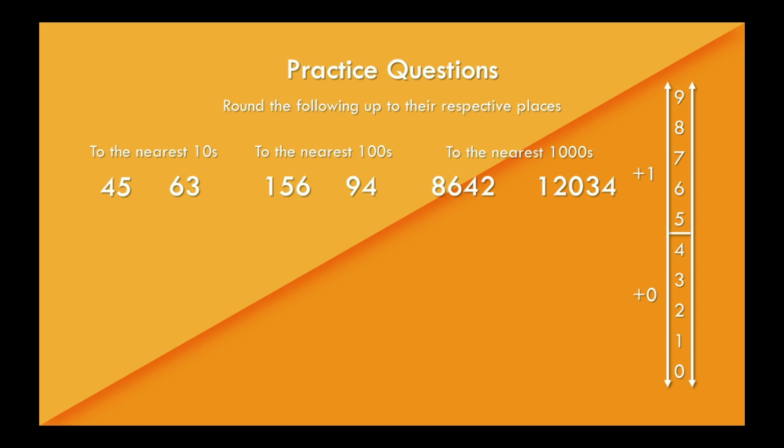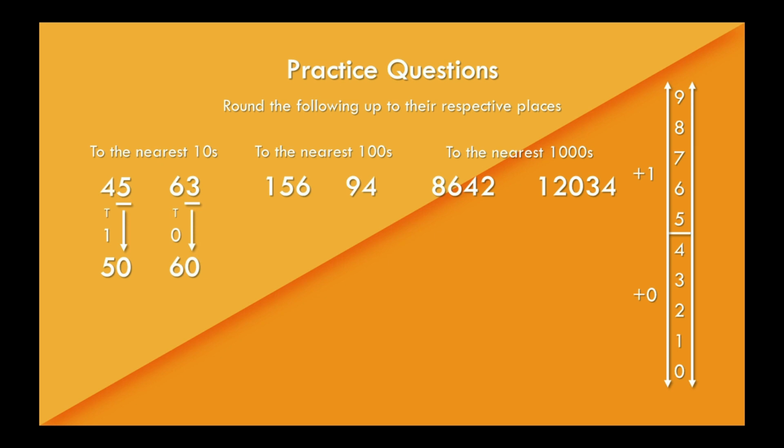Okay, so for the first question, we have 45. Now, the tens place is 4 and immediately to the right is 5. We know that 5 rounds up, so 5 becomes 0 and 4 gets a plus 1, making it 5. We get a final answer of 50. The second question for rounding to the nearest 10 is 63. We know that 6 is in the tens place and 3 is the number immediately to the right. We also know that 3 rounds down, so 3 becomes 0 and 6 stays the same. The final answer being 60.